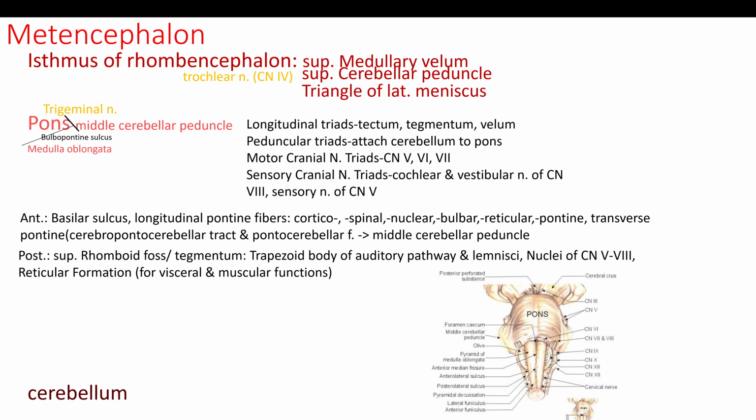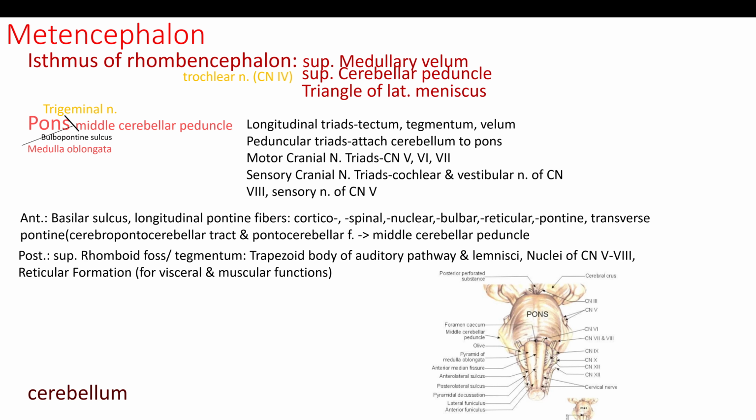Then there are the transverse pontine fibers of the cerebropontocerebellar tract, with the pontocerebellar fibers which pass to the middle cerebellar peduncles. Pontine nuclei with the anterior nucleus, lateral nucleus, medial nucleus, paramedial nucleus, posterior nucleus, posterior lateral nucleus, and posterior medial nucleus.